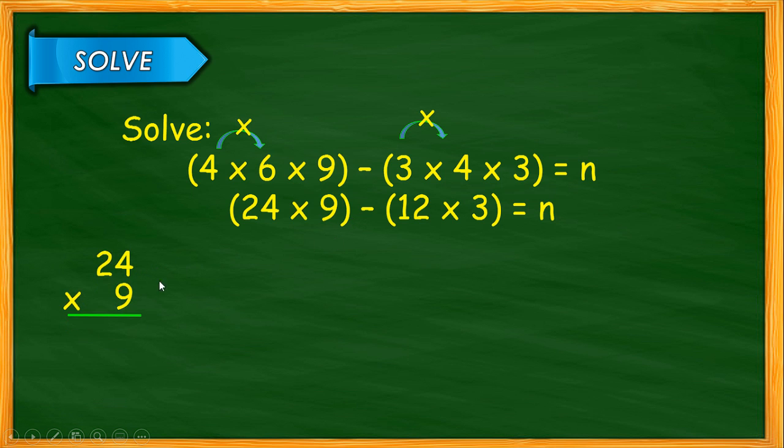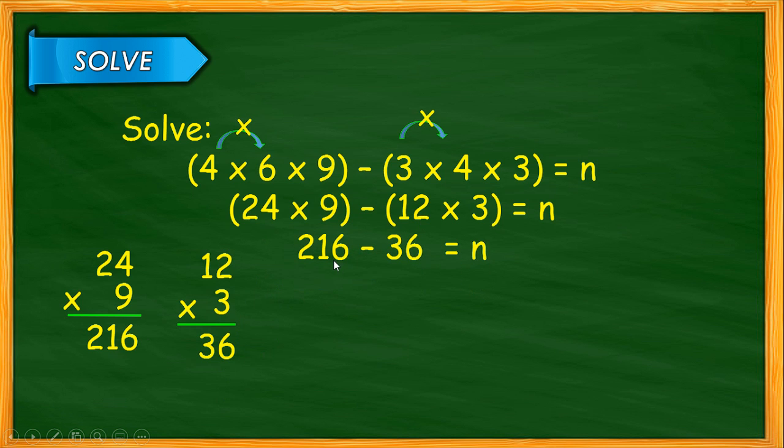Then multiply 24 times 9. 9 times 4 is 36. Regroup 3. 9 times 2 is 18 plus 3 is 21. So this would be 216. And then 12 times 3 is 36. So 216 minus 36 is equal to n.